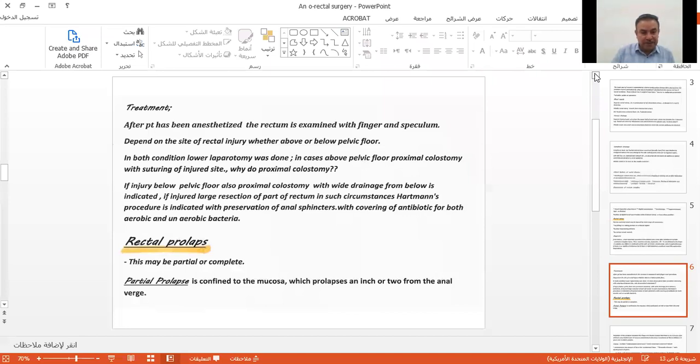Drainage from below is indicated if a large area is injured. Resection of part of the rectum in such circumstances, Hartmann procedure, is indicated with preservation of the anal sphincter, under cover of antibiotics for both aerobic and anaerobic bacteria. It is important when there is a large segment of the rectum or massive injury of the rectum, you have to do Hartmann procedure with preservation of the anal sphincter under cover of antibiotics against aerobes and anaerobes.